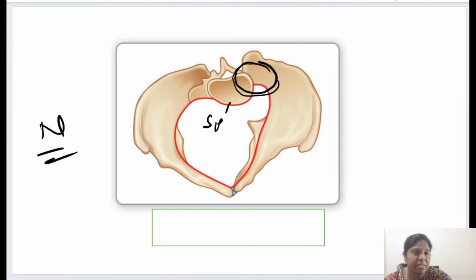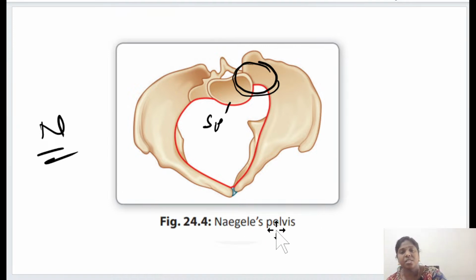It starts with N. Yes, Suha, you have told correctly. This is called the Naegele's pelvis. So this is called the Naegele pelvis. The sacral ala is not there here.